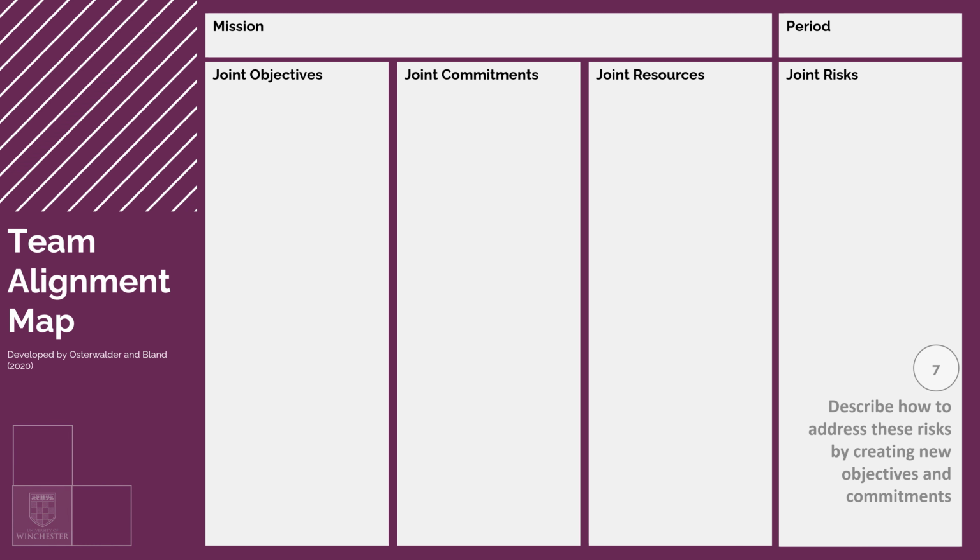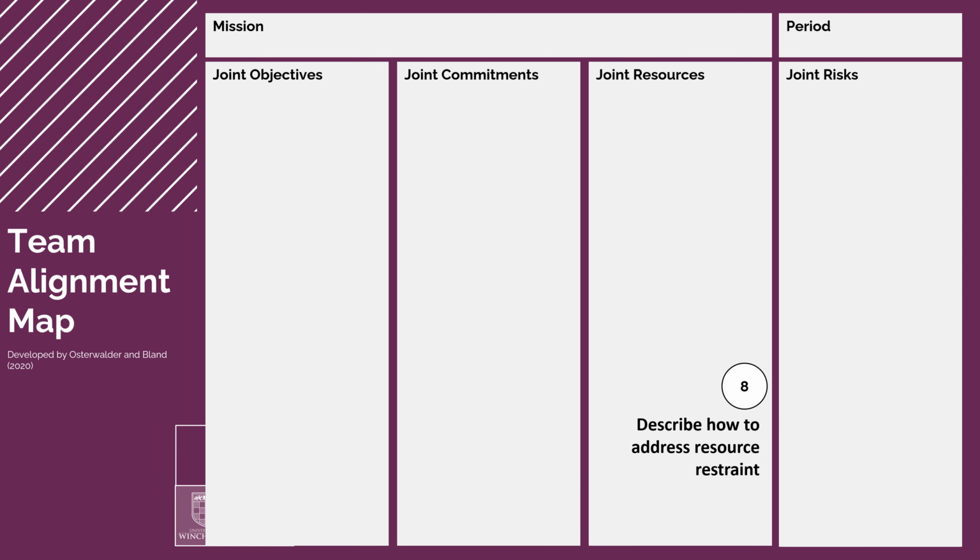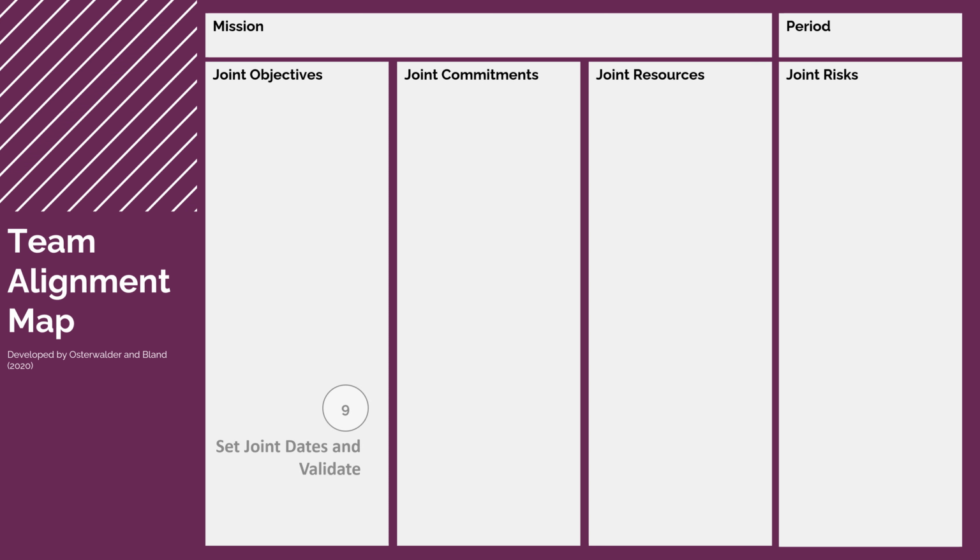Then on to step 8, which is to describe how to address resource constraints. You need to look here at each resource requirement, or at specific resources you don't have access to but need access to, and how to address that. And then the final step is step 9, where you set joint dates and validate those dates as set targets. You can sit and set key milestones either for that month, quarter, or year.